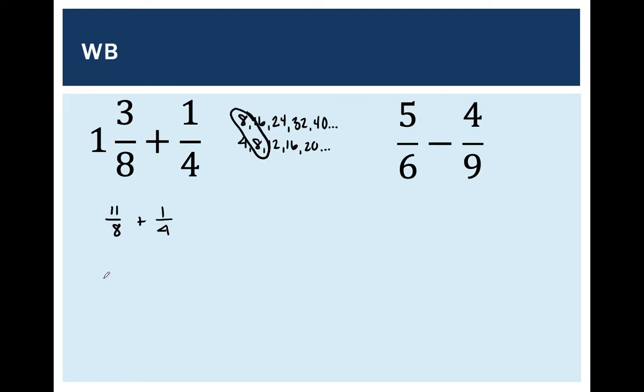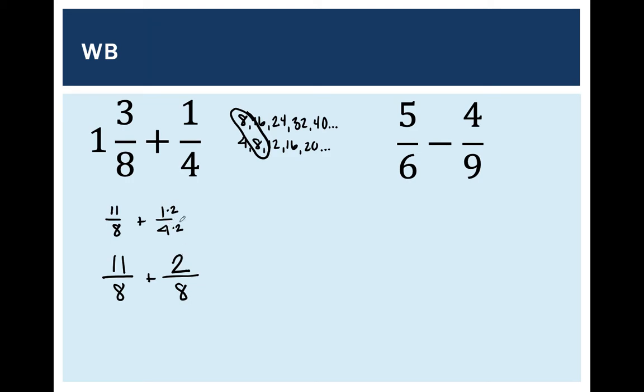So what that means is I'm going to rewrite my two fractions, and this time they're both going to have a denominator of 8. The first one already has a denominator of 8, so I can leave that as 11/8. But my second fraction, 1/4, in order to make this into a fraction that has a denominator of 8, I need to figure out what I would multiply 4 by to make it 8. In this case, 4 times 2 is 8. And I also need to multiply the numerator, 1 times 2, to keep the fraction equivalent.